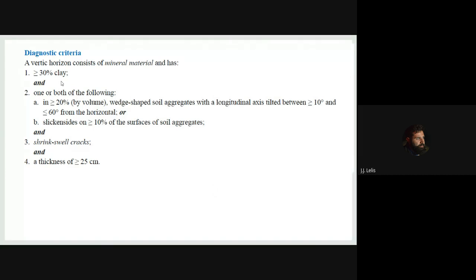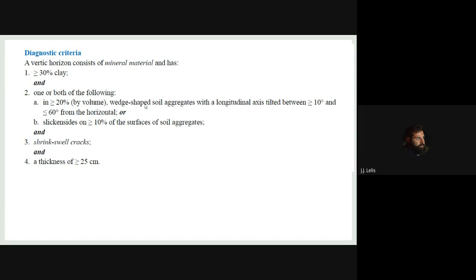They are different from the other ones that we can see in the nitic horizon and the argic horizon, because in the argic horizon, they are related to illuviation of clay. So in the argic horizon, we should possess a difference of clay content between the surface horizon and the subsurface horizon. In the nitic horizon, we should possess a kind of blocky or polyhedral structures. And here we should possess a wedge structure. So it's a different shape, a different type of aggregates.